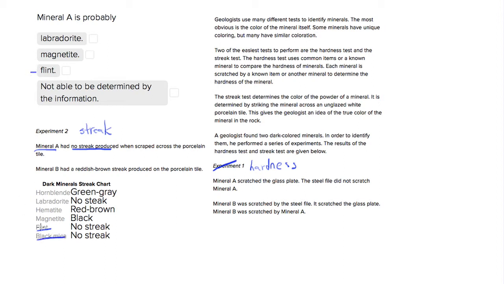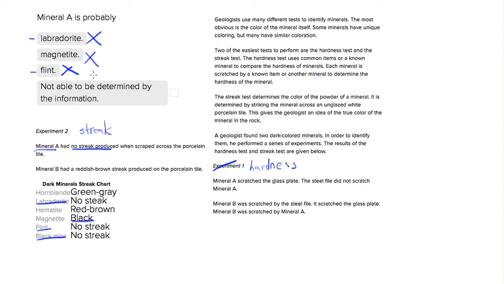So since there are two minerals on the streak chart which produce no streak, there's no way that we can definitively say whether it's flint or black mica. So we can't have flint as our answer choice because it could still be black mica. We know that labradorite also has no streak, so that's also a reason why we can't choose that, because it couldn't definitively just be that one. Magnetite is not good because it's black and we're looking for no streak.